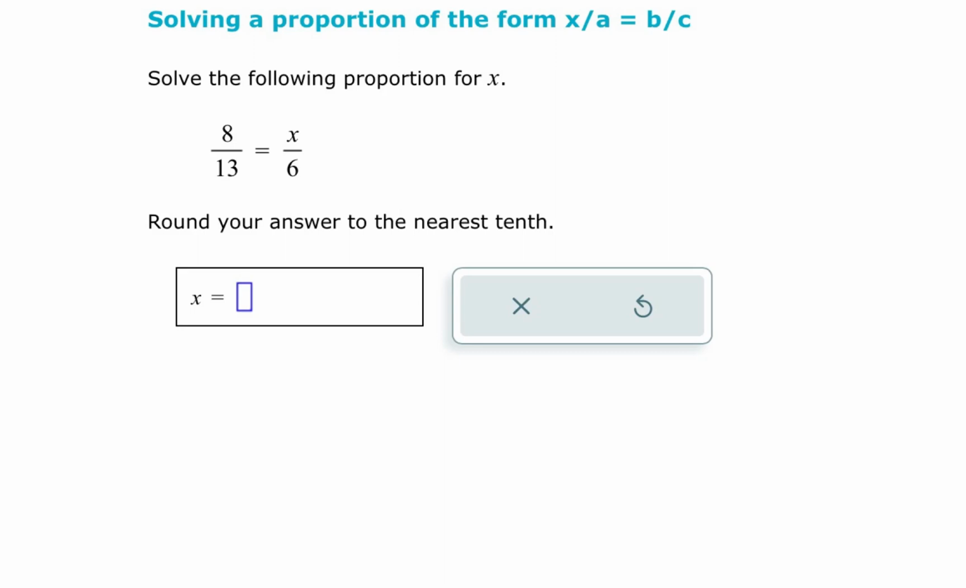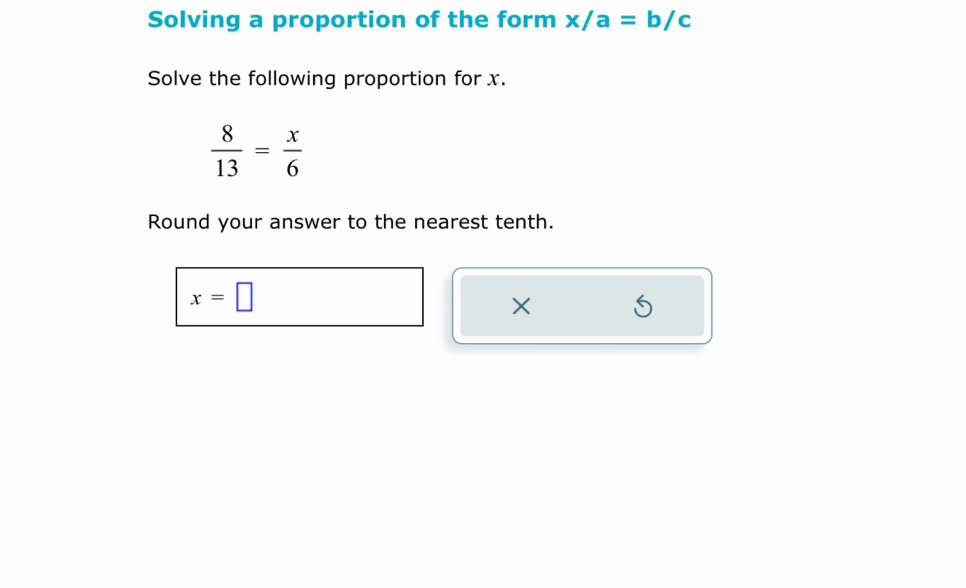This video is solving proportions using cross multiplication. So you'll notice right away in this pair of equivalent fractions, we don't know what x is, but we know that these two fractions are equal, but there's not a fraction that we can simplify. 8/13 is already in simplest form.